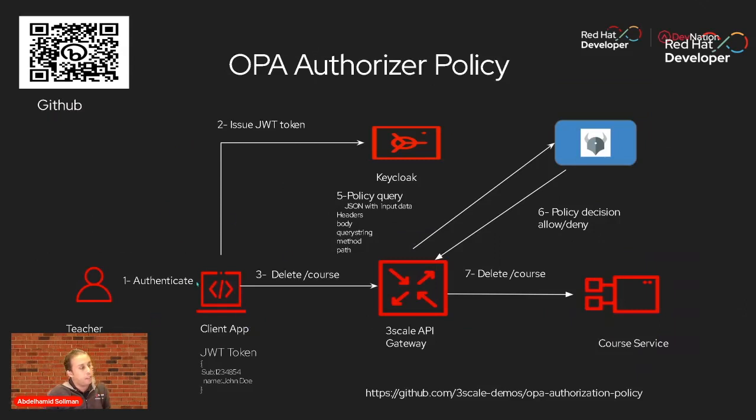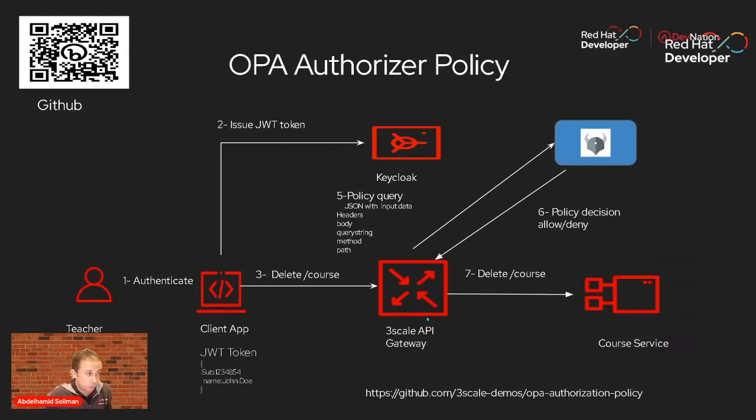So we have here the end user. The end user wants to authenticate first into the application, where the authentication will be through Keycloak. Keycloak here acts as an OpenID Connect provider. After the authentication, the user will have a token in the application. Then we will attach this token to each API request to the API gateway.